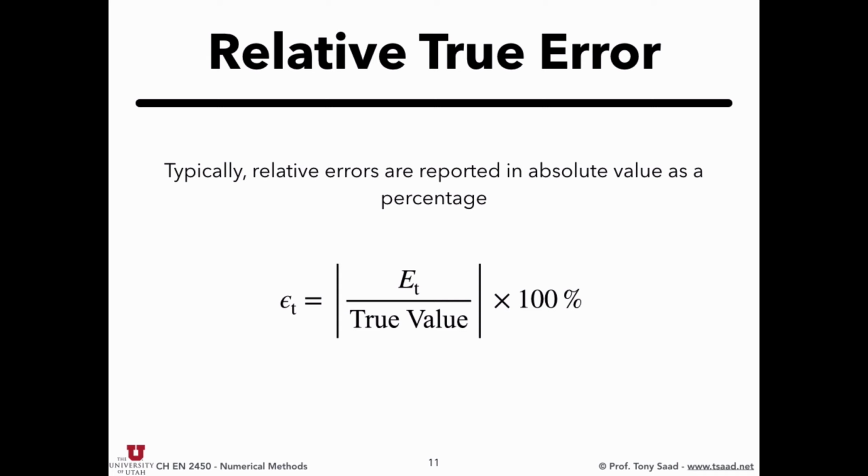Okay, so you're vaguely familiar. You should be familiar with these errors. We're just kind of covering things that you already know. So typically, this is how we report our relative error. And notice how I change the symbol now. I call this epsilon t for true relative error, or relative true error, and it's the true error over the true value. Take an absolute value and multiply by 100%. Okay, so that gives you a percentage.